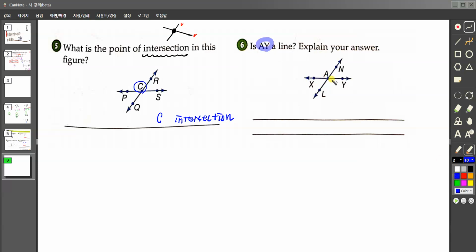Is AY a line? What he says is this. Can you see this blue line? Yes, that is AY. It's not a line. Your answer is it's a ray. Ray. Yeah. AY, this is a bit strange.